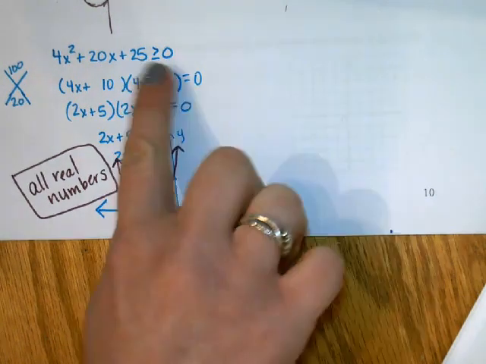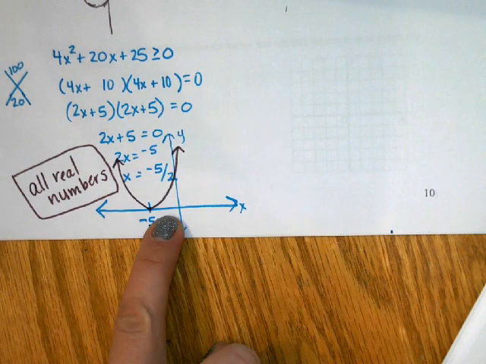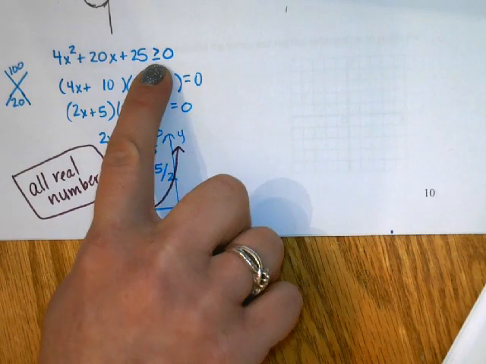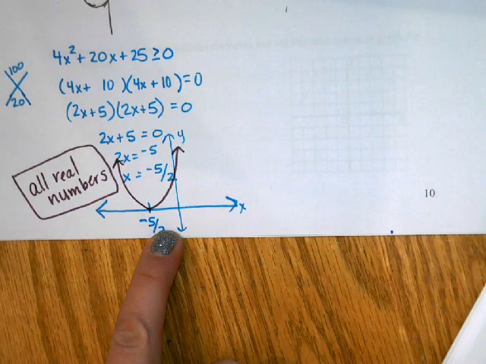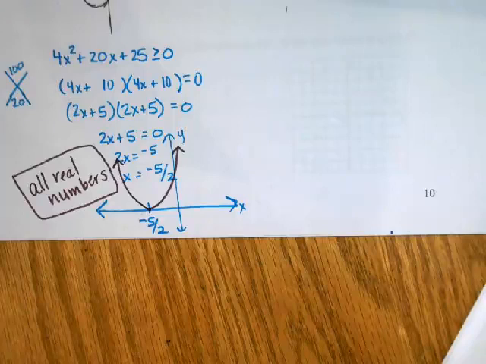If this would have been a less than, then I would want to know when it's below my x-axis. Does my graph ever go below my x-axis? No, so then it would be no solution. So if that was a less than, this guy would be no solution. Okay, perfect.